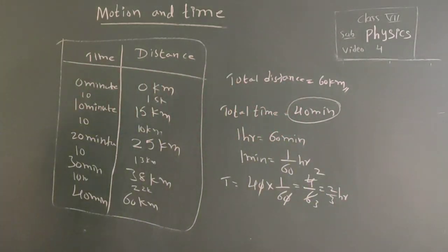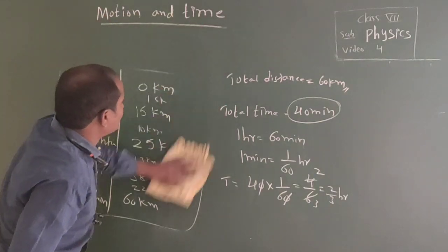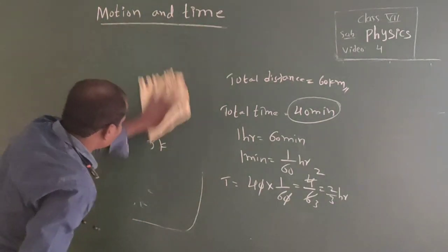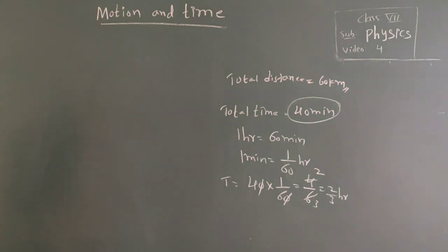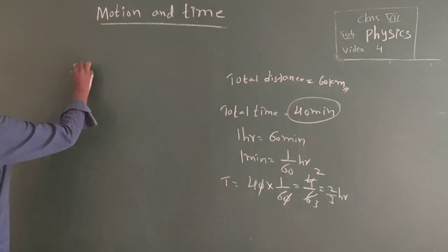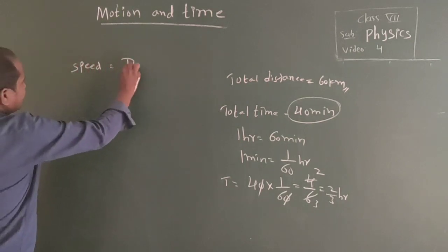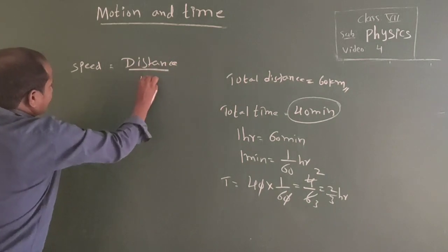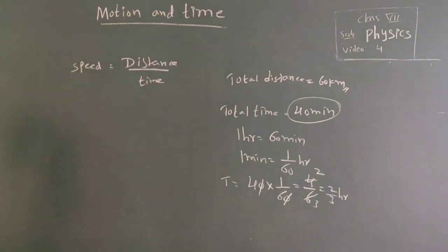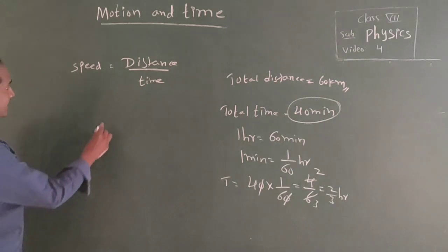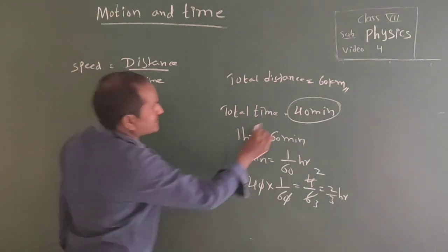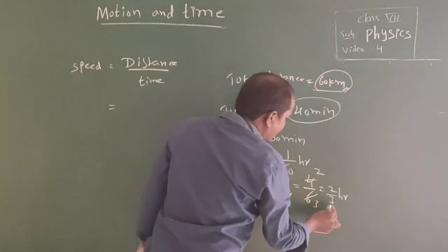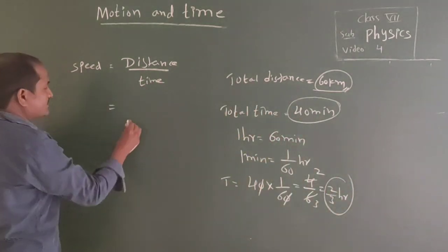Total time equals 2 by 3 hours, and total distance equals 60 kilometers. Then speed equals total distance by total time taken. Now speed equals distance by time. Distance equals how much here? 60 kilometers, and time equals 2 by 3 hours.